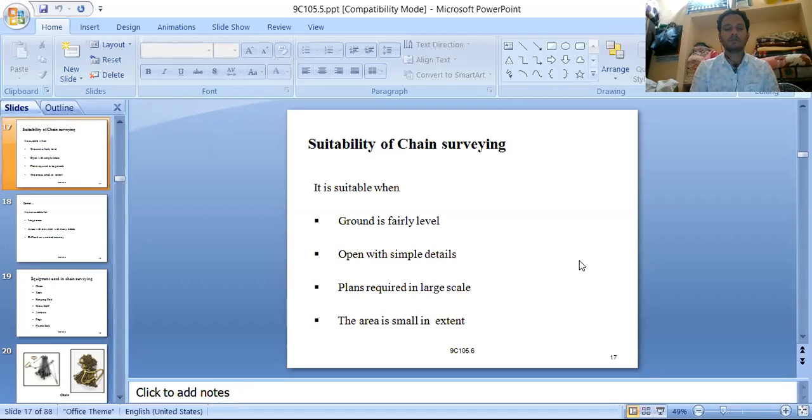And if the purpose of survey is to draw a plan on a large scale, then we can go to chain surveying. Moreover, the area should be small in extent. Otherwise, we will use other methods of surveying. If the area is small, we can go for chain surveying. In these four cases, chain survey gives a good result.